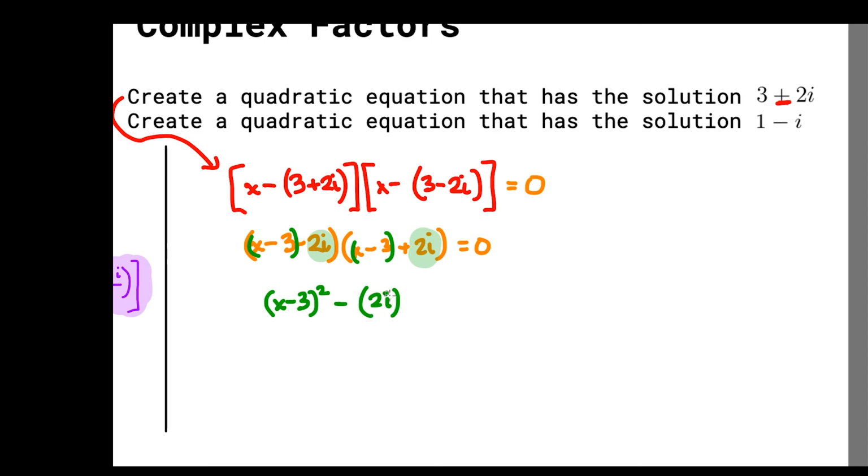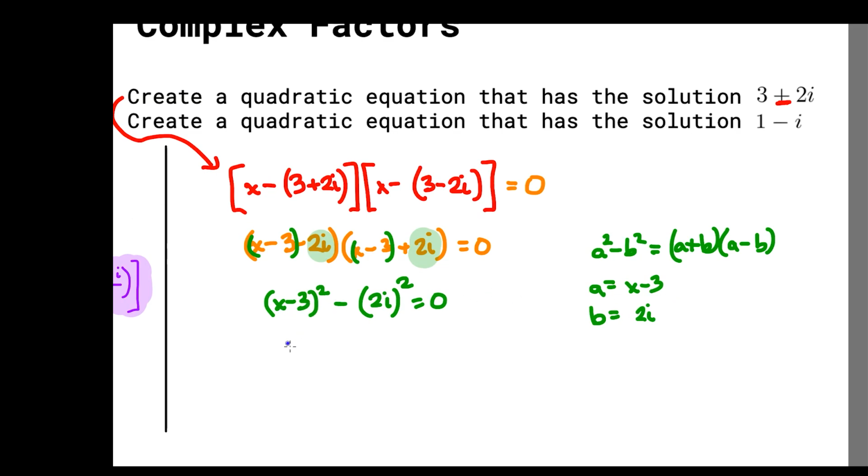All right, and if you don't remember the difference of two squares, a squared minus b squared is equal to the conjugate. So it's a plus b times a minus b. Okay, so in this case, the problem we're doing, a is equal to x minus 3 and b is equal to 2i. So that's how I got that formula right there. Sorry, it's 2i squared. I forgot to put the squared in there.